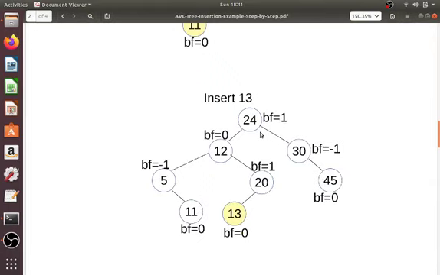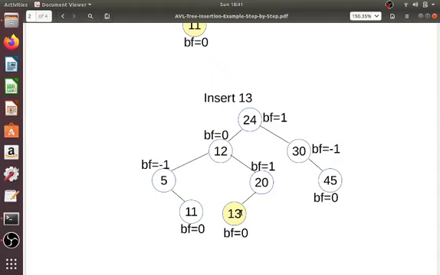Next we insert 13. 13 is smaller than 24, so it goes on the left. It's bigger than 12, so it goes on the right, and it is smaller than 20, so finally 13 gets attached on the left of 20.